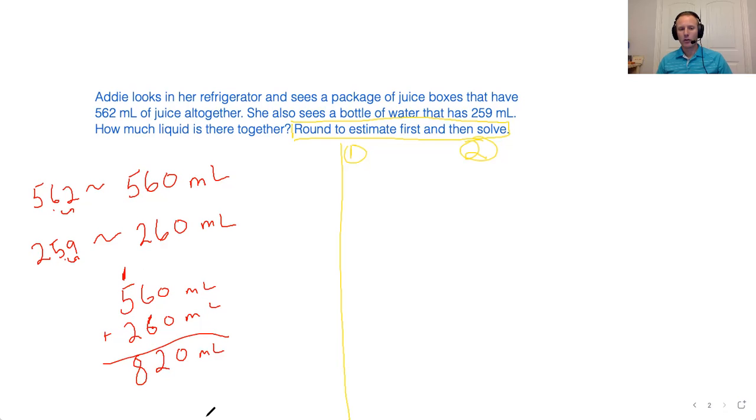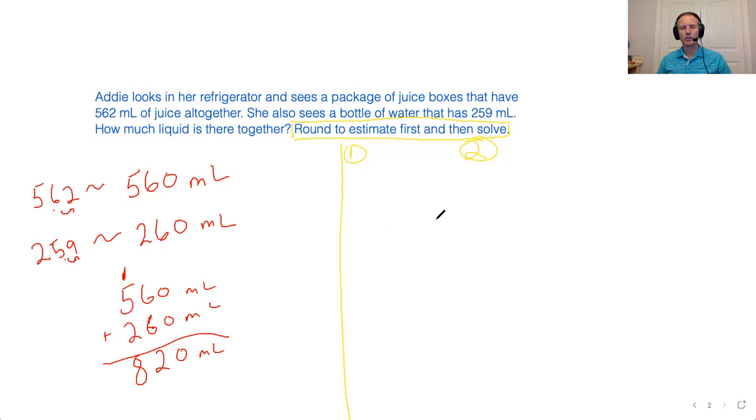Now, remember, good habits: you should then write a sentence that says, Addie sees about 820 milliliters of juice and water in her refrigerator. Always a good habit to write those sentences. Remember, we use the read, draw, write process. You read the problem. This right here constitutes your drawing, and the writing part is when you write the sentence.